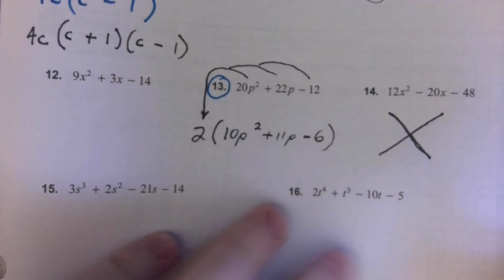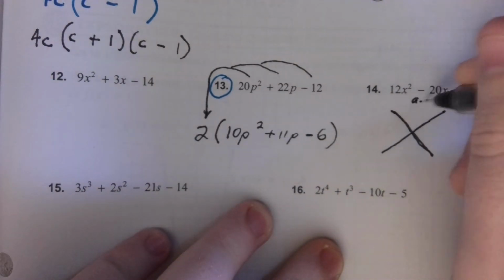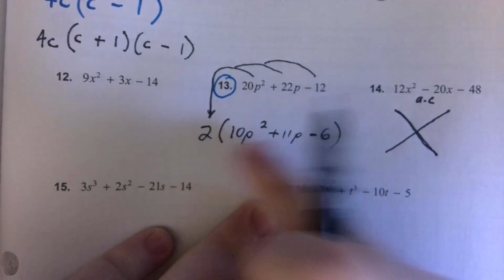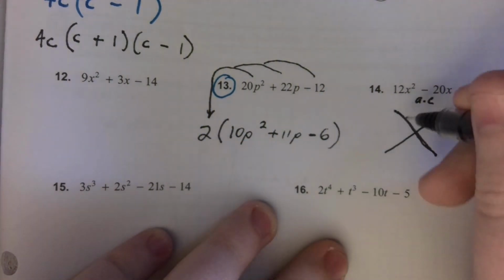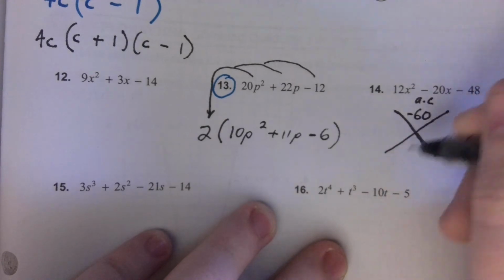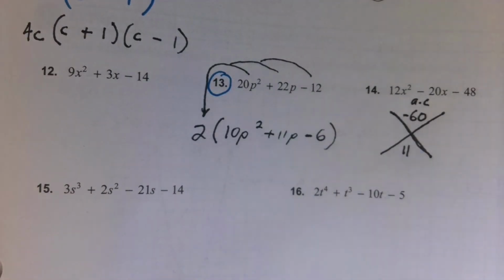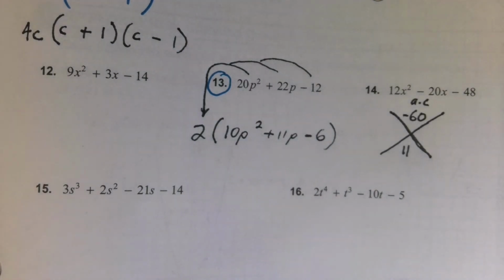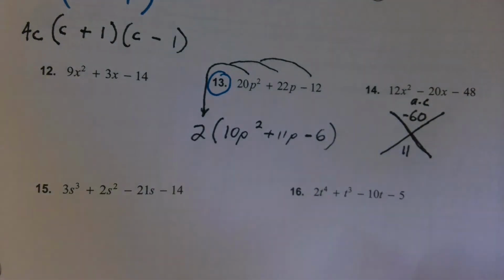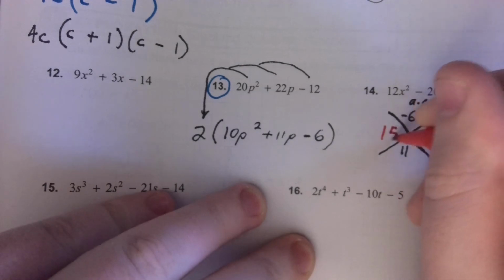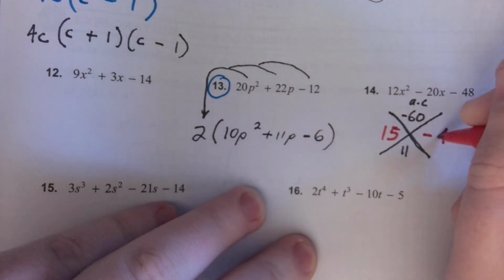So we set up our combinator with a times c at the top. Well, 10 times negative 6 is negative 60. And on the bottom we would have 11. So what multiplies to make negative 60 and adds to make positive 11? This is a tough one. The answer is positive 15 and negative 4.